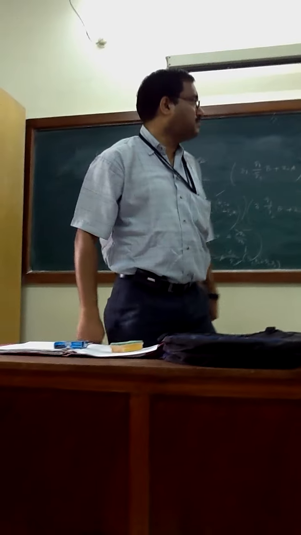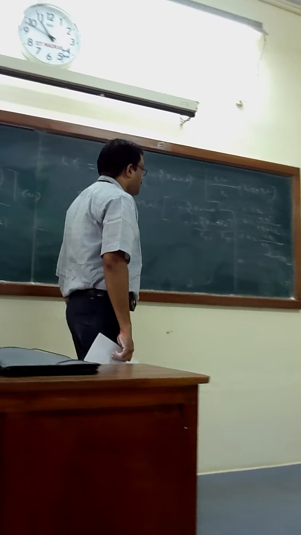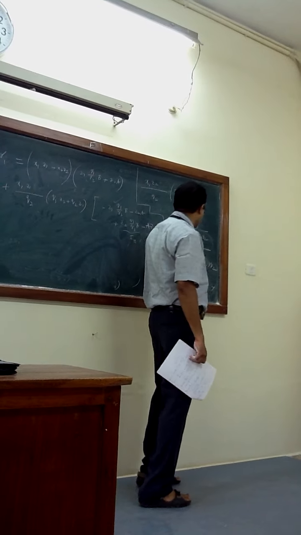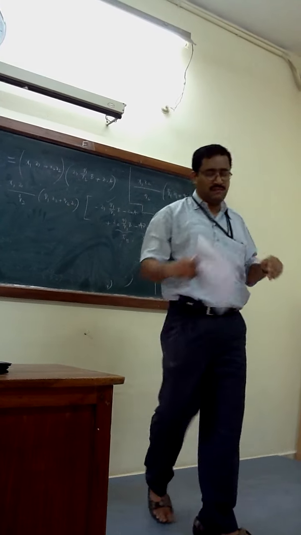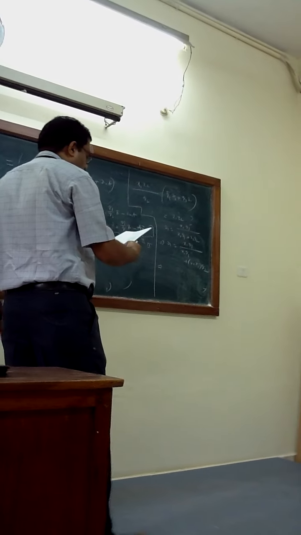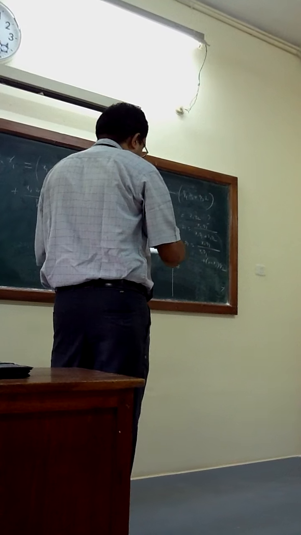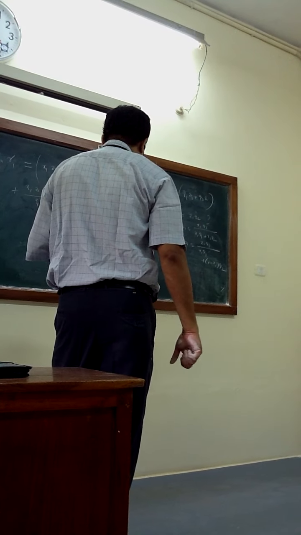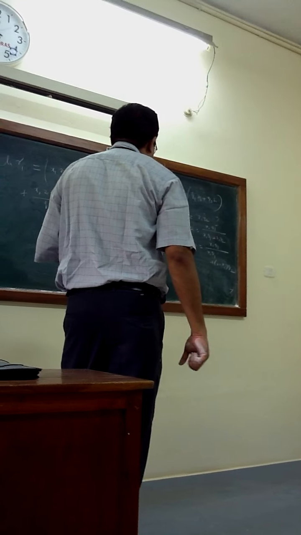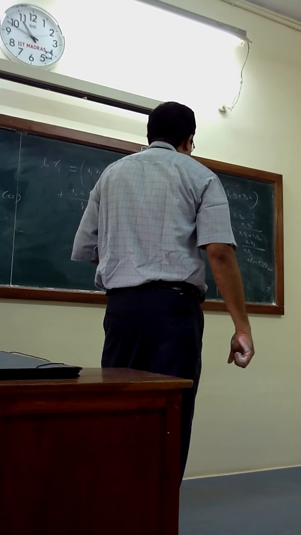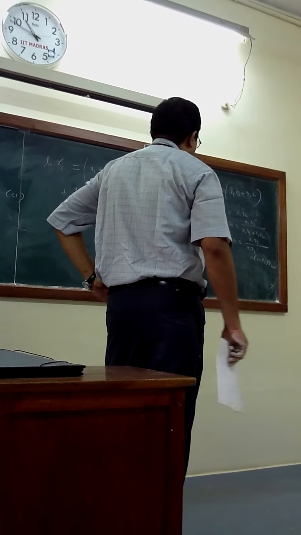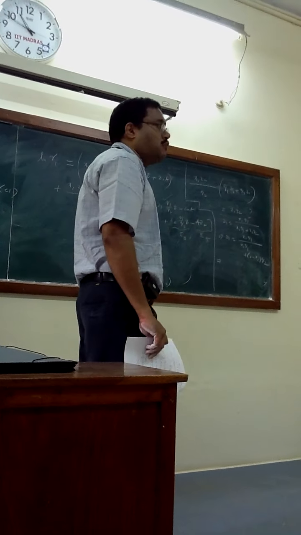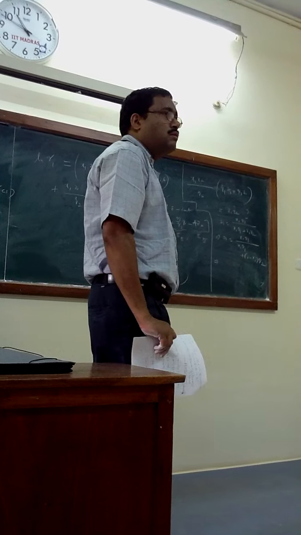Can you write further? z1 equals x1 q1 by x1 q1 plus x2 q2, which is x1 q1 plus (1 minus x1) q2. Then x1 q1 equals z1 times (x1 q1 plus (1 minus x1) q2). If you change the side, z1 x1 q1 plus z1 into (1 minus x1) q2 equals x1 q1. Yes or no?